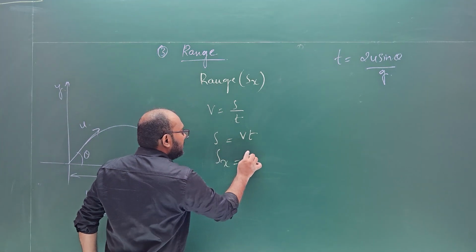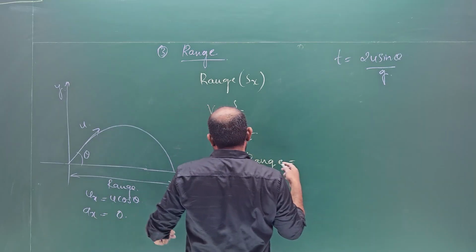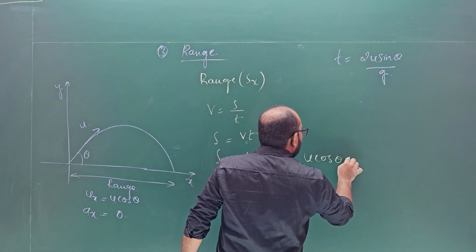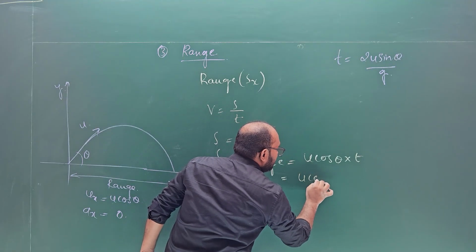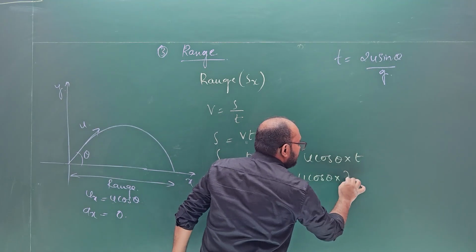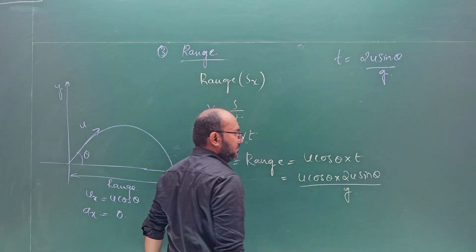Okay, so what is our displacement? So displacement, that is nothing but your range, and initial velocity along this one is u cos theta into time, and time value we have, and that is what? U cos theta into t, that is 2u sine theta upon g.